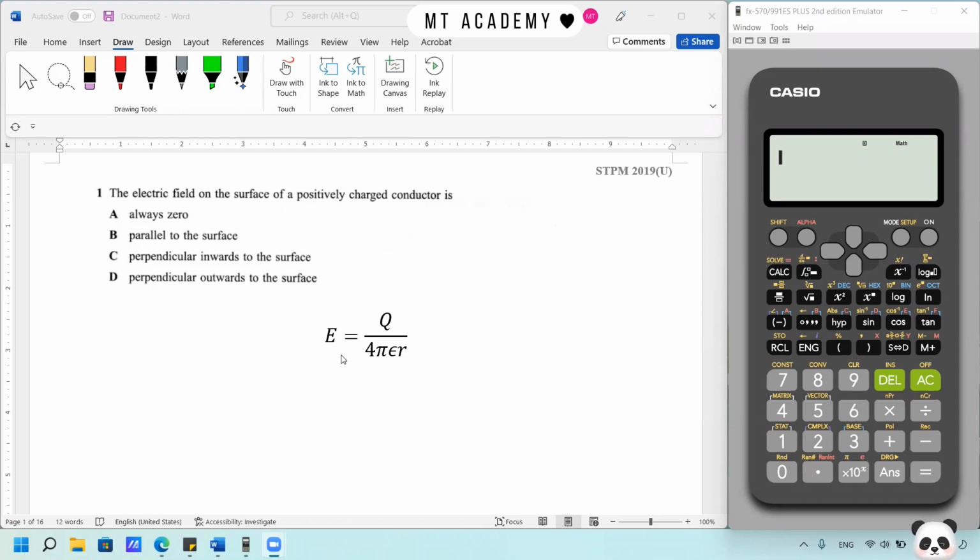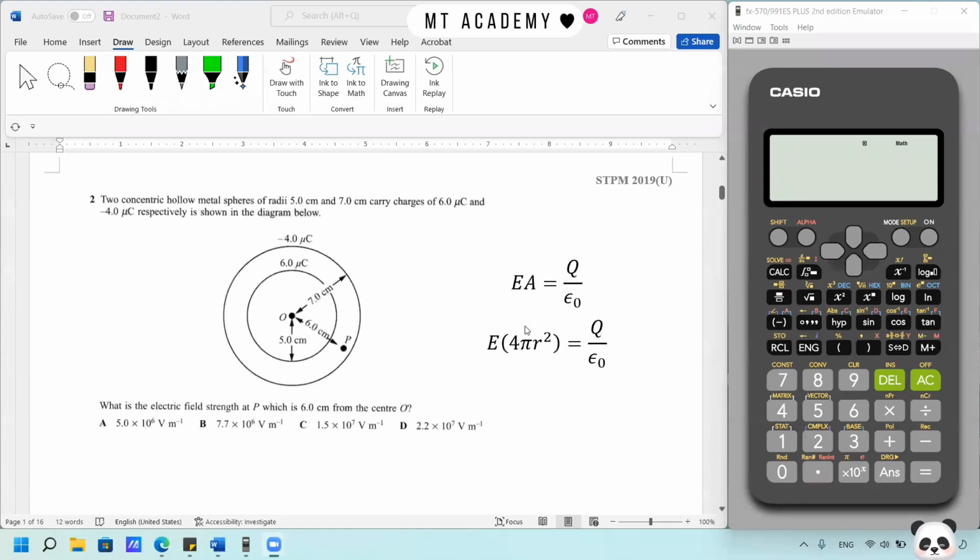So the general formula of the electric field strength is equal to Q over 4 pi epsilon r squared. So we have a positive charge and it is on the surface where the r is the distance, which is 0 in this case. So the electric field won't be 0 and it is not parallel. It should be perpendicular and it is outwards of the surface, which is answered as D.